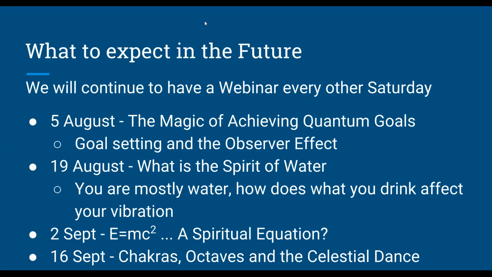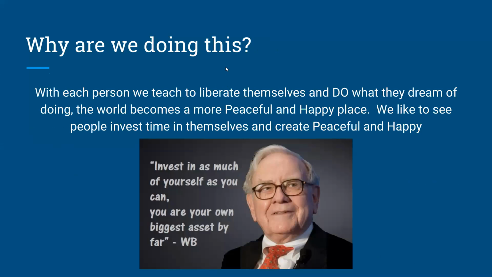The 2nd of September, we're going to talk about E equals MC squared being a spiritual equation. It's going to be a pretty fun one, a little bit of physics, a little bit of spirituality. And the 16th of September, we're going to go a little more spiritual, talk about chakras, octaves, and a celestial dance. That's going to be how you start relating to the superconscious mind and what we were talking about in this.